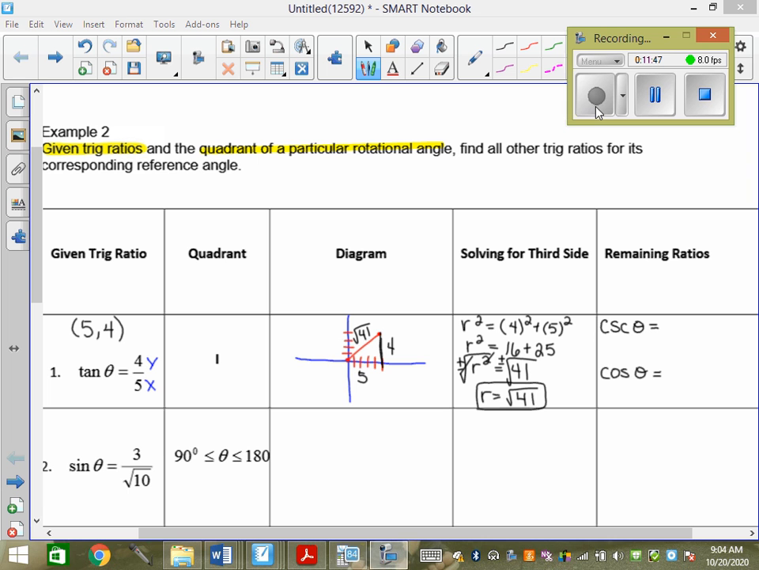Cosecant is best used with sine, and sine's acronym is sign your resume, right? So this is going to be r over y. So cosecant theta equals root 41 over 4. Cos is cooked extra rice, so it's going to be 5 over root 41. But then I need to rationalize, so I multiply by root 41. So I get 5 root 41 over 41.